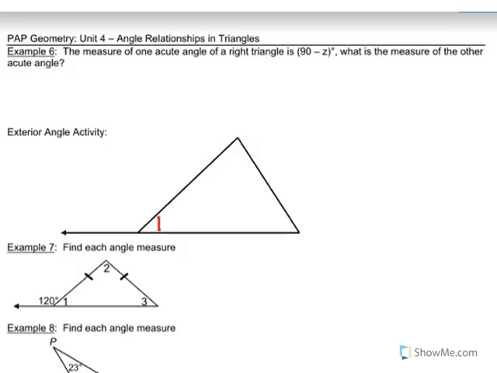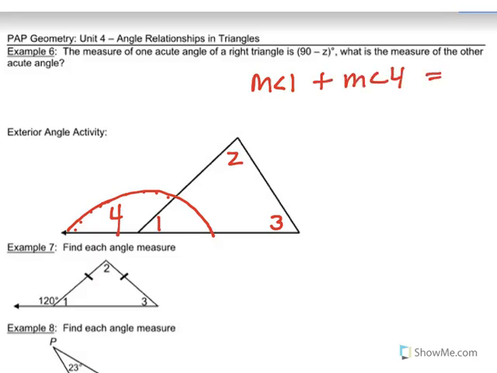Okay, so let's move on and do the little activity. What I want you to do is to number these 1, 2, and 3, and we'll call the exterior angle number 4. So what we want to do is try and make some kind of prediction about what the value of angle 4 is. So what do we know for certain? When we look at angle 4 and angle 1, that's a linear pair. So I know that the measure of angle 1 plus the measure of angle 4 equals 180.